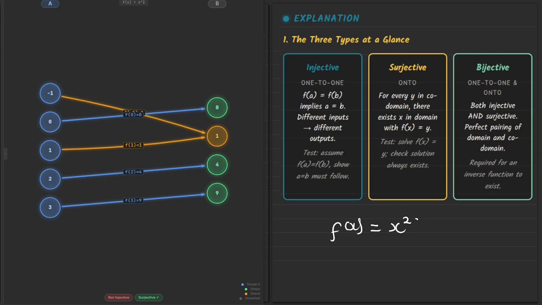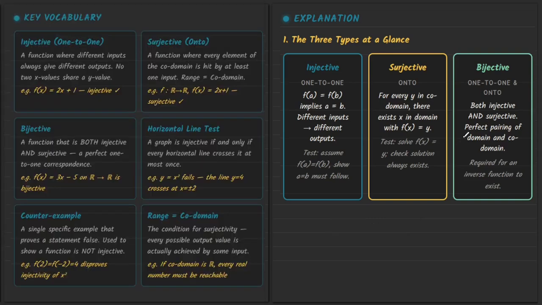Then we talk of bijective. When we say a function is bijective, then it is one-to-one and onto. So the onto is simply what? Surjective. It simply means it is injective and then what? Surjective. Or in other words, it is one-to-one and onto. So both injective and surjective. Perfect pairing of domain and codomain.